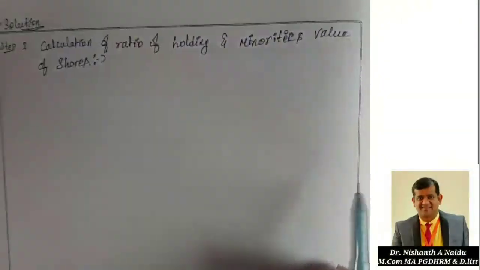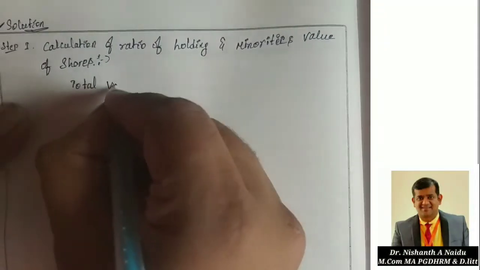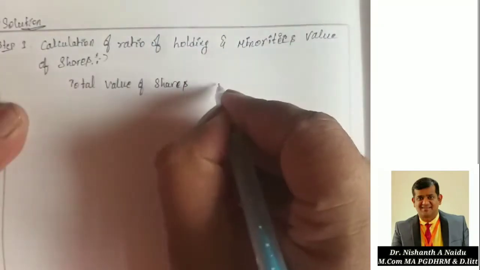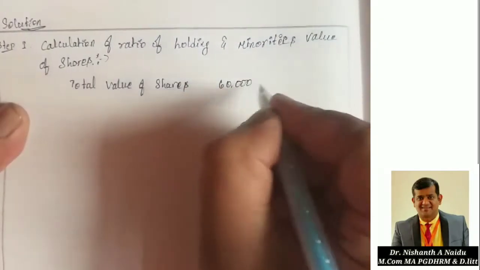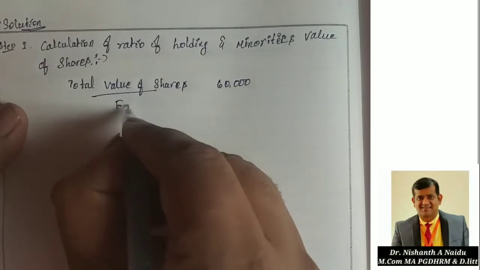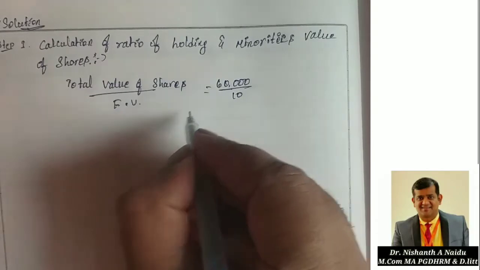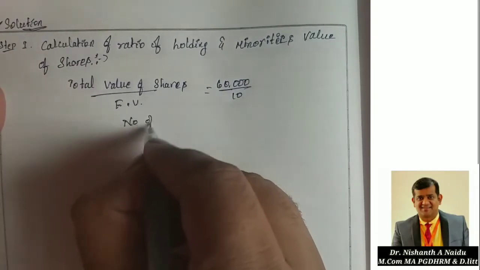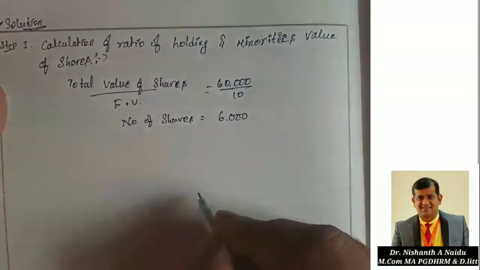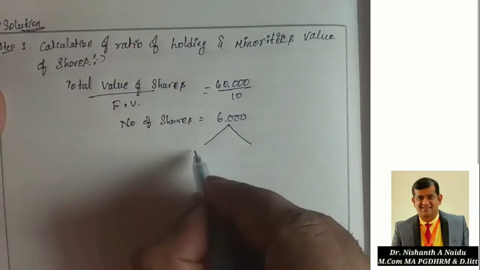In this first step, take down the total value of shares. What is the total value of shares of S Company Limited? I showed you on the liability side, 60,000, divided by the face value of the share, which is 10 rupees. The number of shares you get is 6,000 shares. Out of these 6,000 shares, how many did H Company acquire?